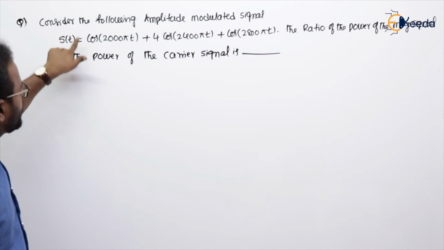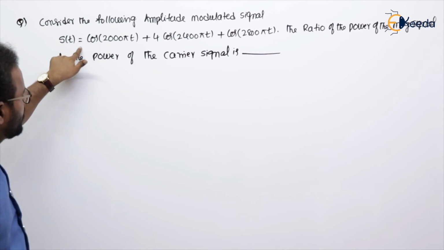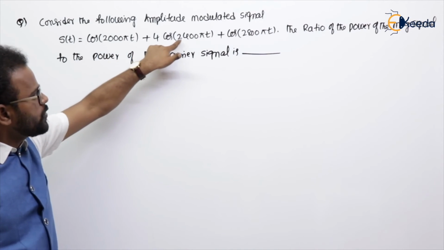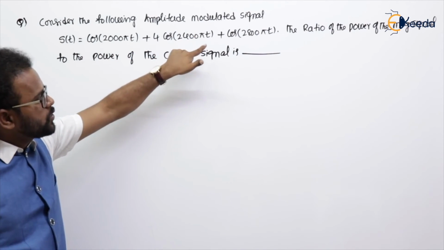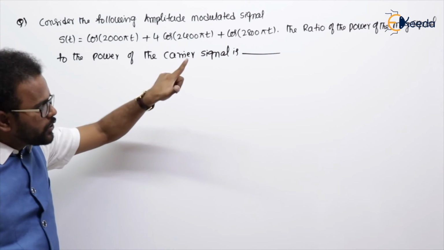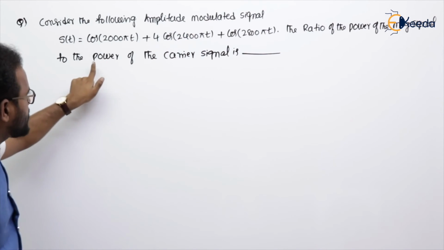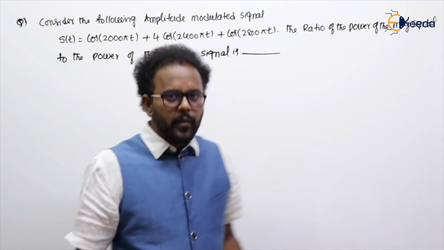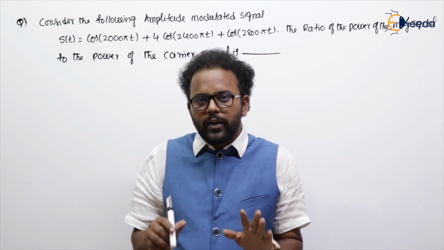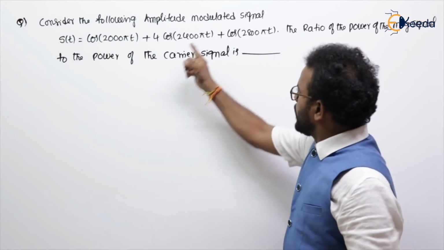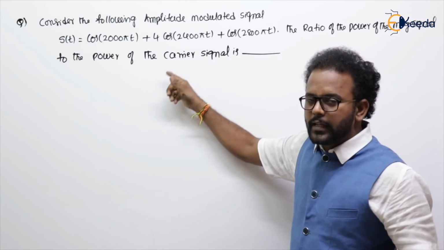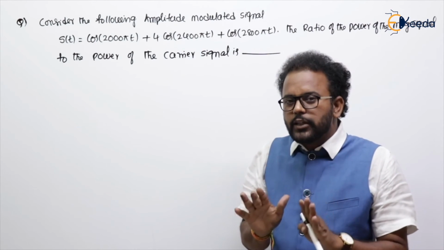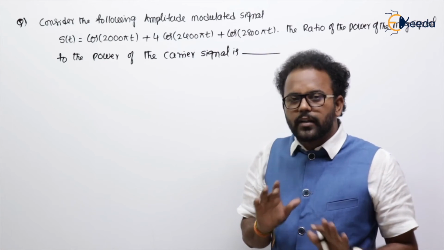Consider the following amplitude modulated signal: S of t equals cos 2000 pi t plus 4 cos 2400 pi t plus cos 2800 pi t. Find the ratio of power of the message signal to the power of the carrier. Here, most of the faculties also give wrong answers. They take the amplitude modulated signal and calculate the message from it, but that is not the intention of the professor in giving this question.